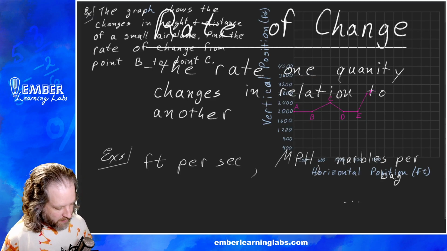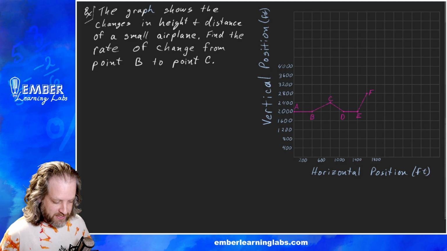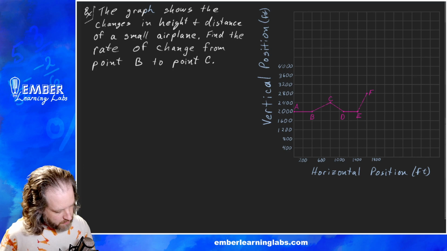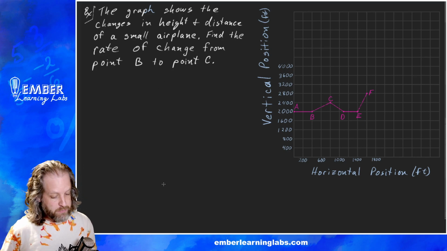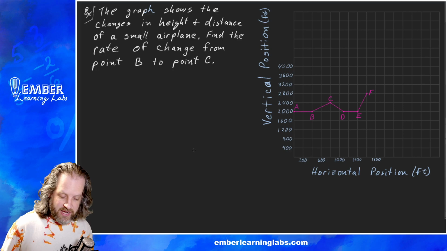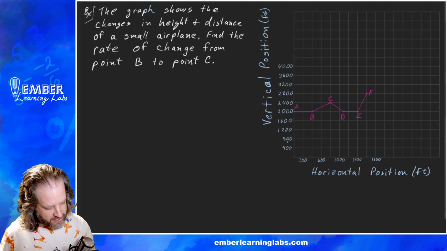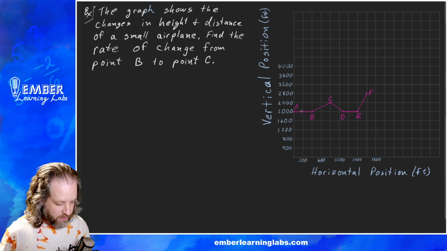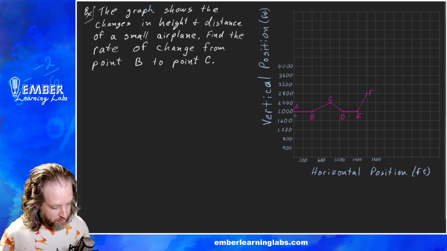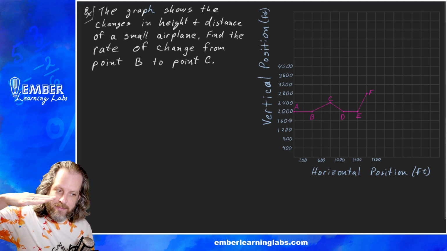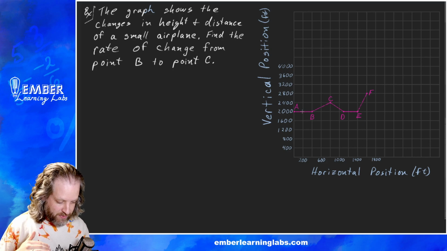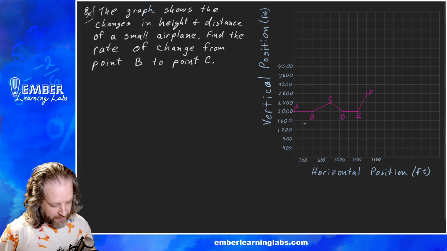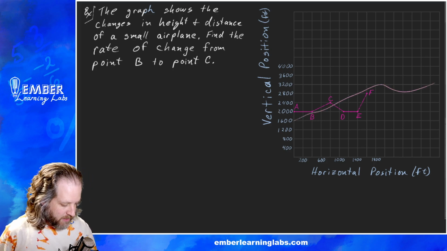Our first example, we've got a graph here. The graph shows the changes in height and distance of a small airplane. We're going to find the rate of change from point B to point C. We've got the vertical position here in feet. We start out at 2,000 feet, then fly along, staying at the same height but moving horizontally. Then we fly up and still go along, and then fly down. So this airplane's flying through space, right?